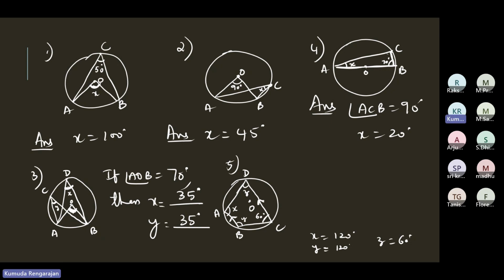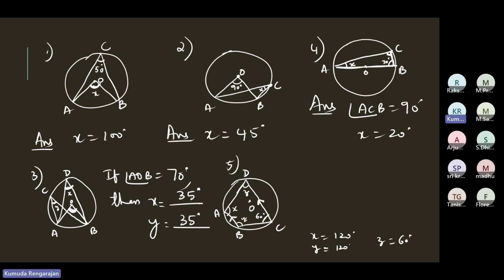In the third one, the center is given as 70, so the circumference is half of it, 35. Y is also a point on the circumference. So both are 35. X is 35, Y is also 35. And in the fourth one, we recall that the angle in a semicircle is a right angle. So this angle ACB is 90 degrees. And then by using the angle sum property, we got x is 20 in the fourth one.